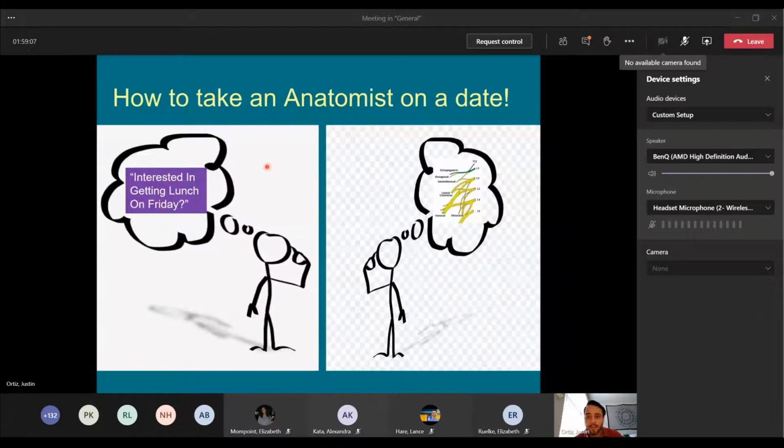So how do you take an anatomist on a date? So "interested in getting lunch on Friday" is going to be the best pickup line to take somebody on a date. So an anatomist would be thinking this. So why do you think that?